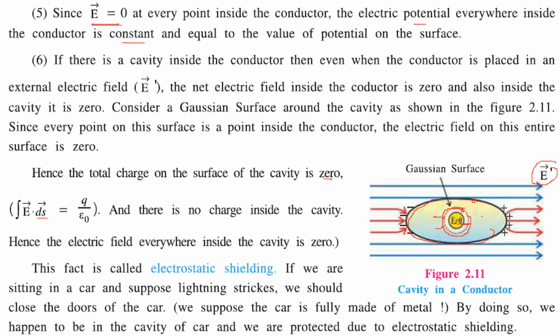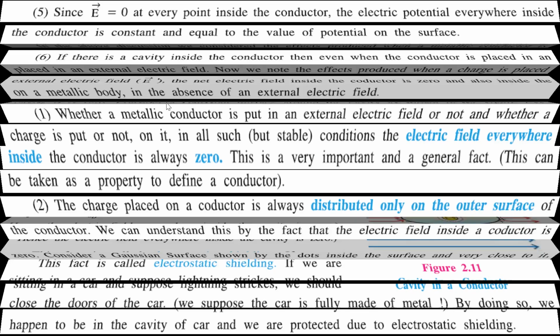This is known as electrostatic shielding. See, if we are sitting in a car and say some lightning strikes, we would close the doors of the car. Suppose the car is fully made of some metallic conductor. By doing so we are in the cavity inside the car, and because of this electrostatic shielding we are saved from the lightning effect.